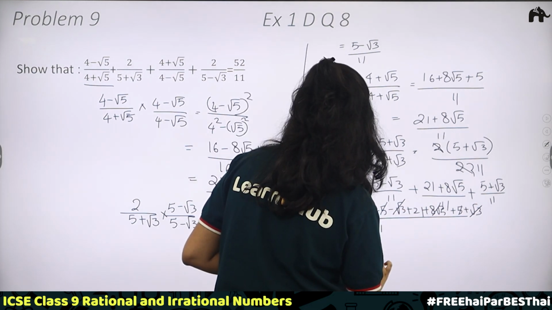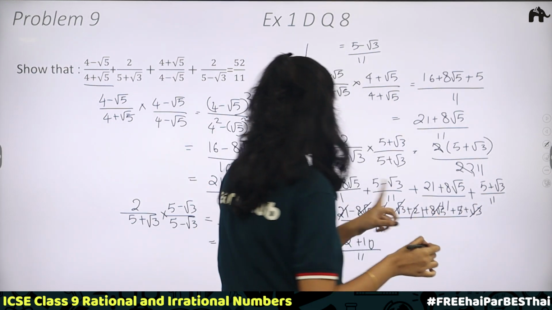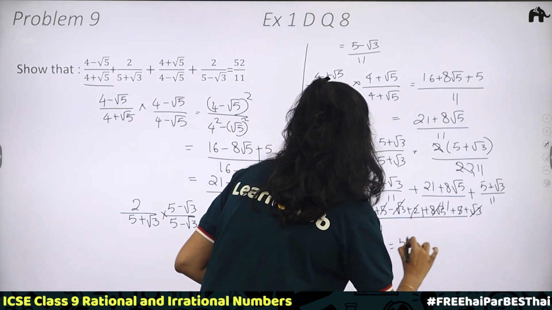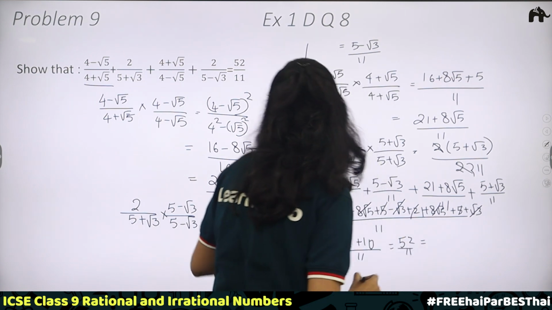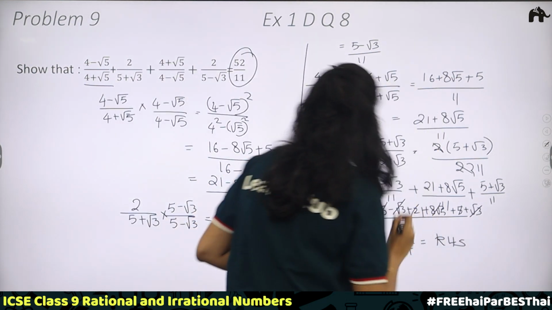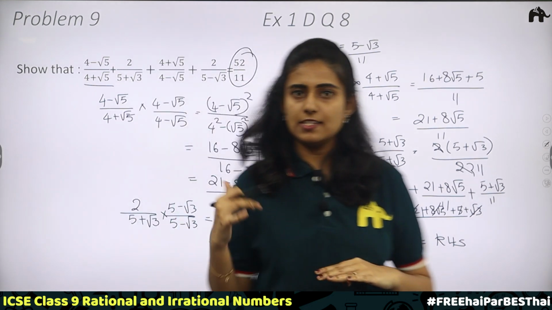Okay, denominator we have 11. 21 and 21 we have taken, which is 42. 42 plus 10 which is 52 divided by 11. This is the right hand side. Here we have 52 divided by 11. So hence proved.